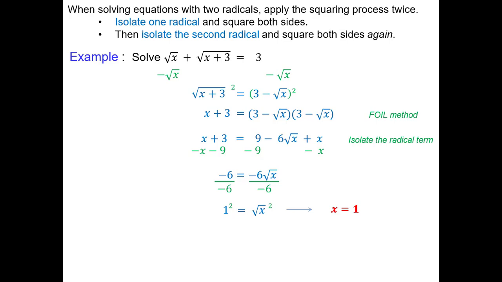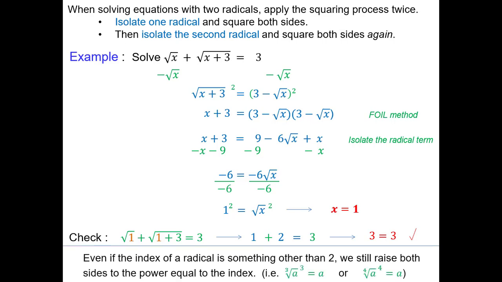Now we should, of course, check that just to verify that it works. The square root of 1 is 1, and the square root of 1 plus 3 is 2. 1 plus 2 gives me 3, and therefore this works. So in order to solve any equation involving radicals, you simply isolate one of the radical terms and square both sides. Just don't forget to check for extraneous solutions.